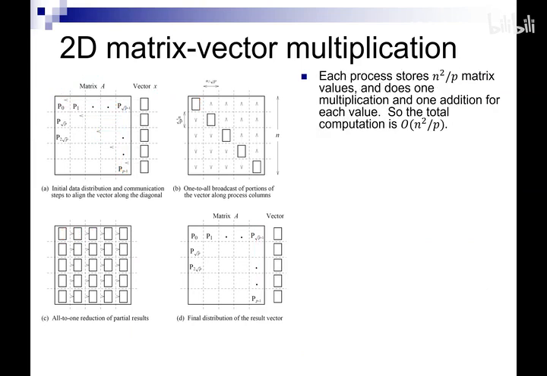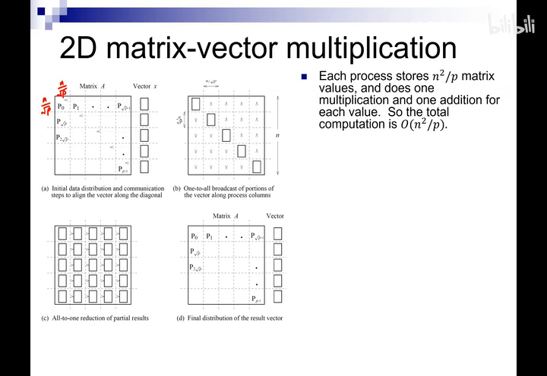Okay, so now in terms of the complexity for doing this, first of all, the computational complexity. Each process is going to store a chunk of x and a chunk of A, which is n divided by root p times n divided by root p. So in total, that is going to be n squared divided by p values.